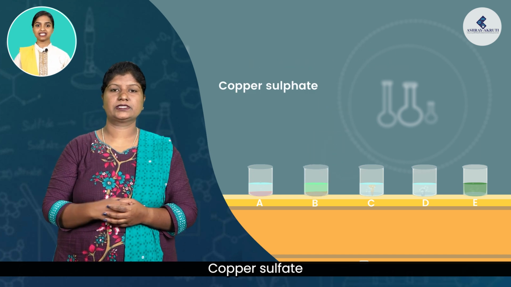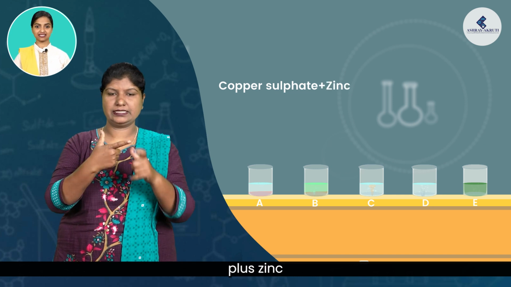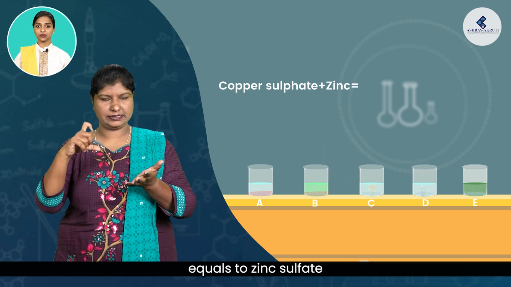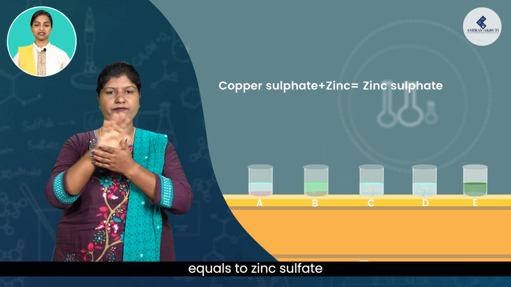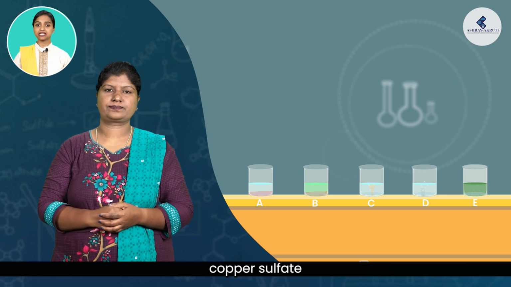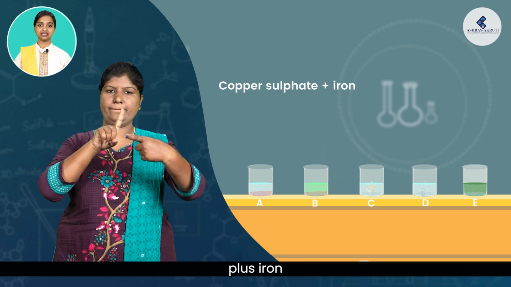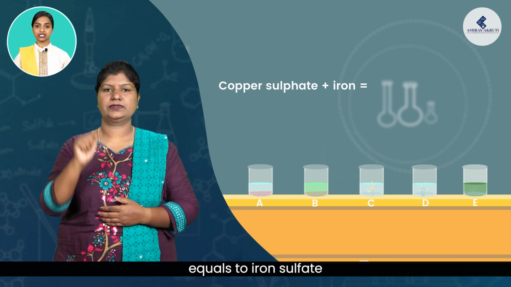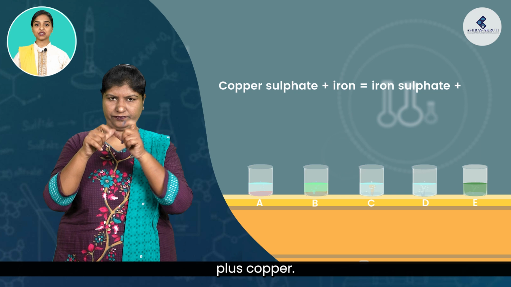Copper sulfate plus zinc equals zinc sulfate plus copper. Copper sulfate plus iron equals iron sulfate plus copper.